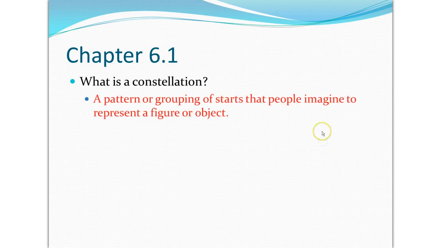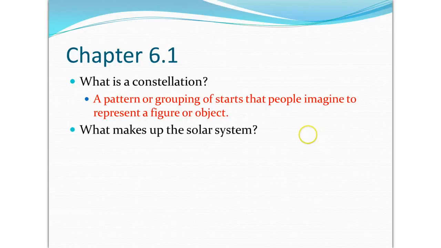Here, chapter 6.1. So when you see this at the top, that's chapter 6, section 1. What is a constellation? So we're starting off here back where we were with Mrs. Harper, and we're moving forward. So basically after we came back from winter break. A constellation is a pattern or grouping of stars that people imagine to represent a figure or object. And some of those can be seen easily, some of them a little bit tougher.